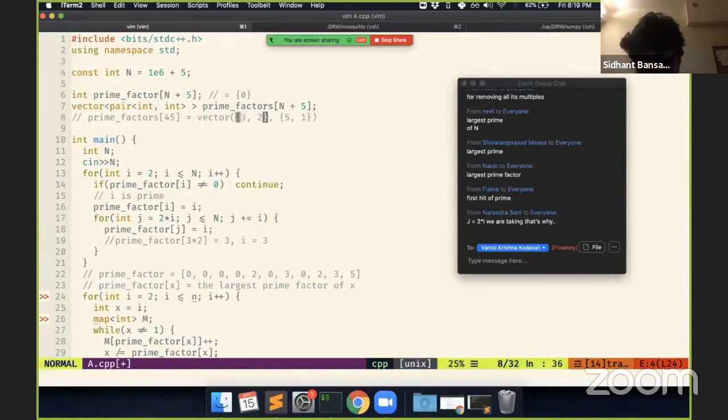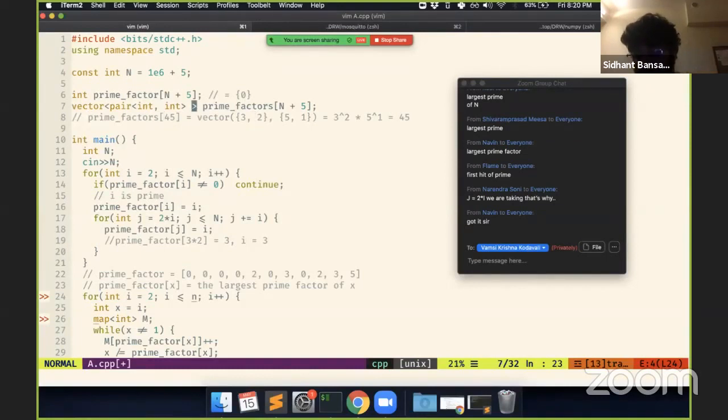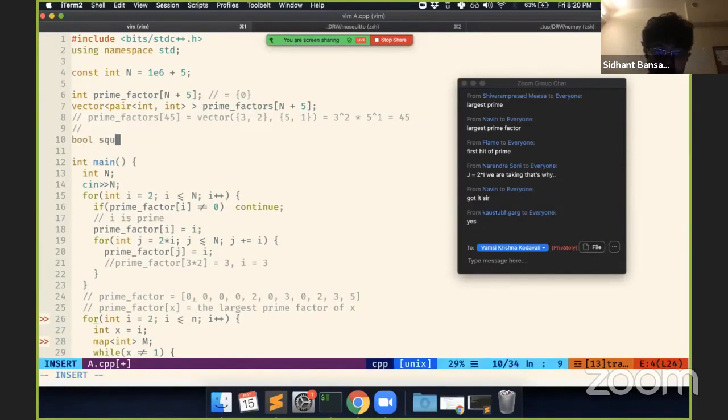What this means is 3 squared times 5 to the 1, which is equal to 45. So the first element of the pair is going to be the prime number. The second element is going to be the exponent, and we'll have a vector of this thing. Okay, so everyone got what I want to store eventually. That's how we represent our prime factorizations. This is one of the most efficient ways to represent your prime factorizations. Once you have these vectors, you can do the GCD, LCM things, or the square free thing. If you have this, you can easily do the bool square free method.